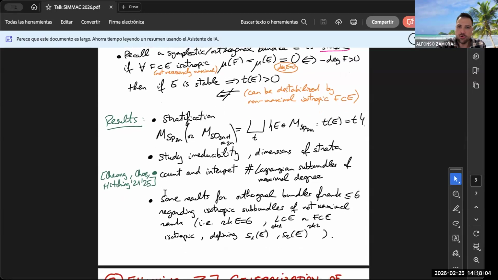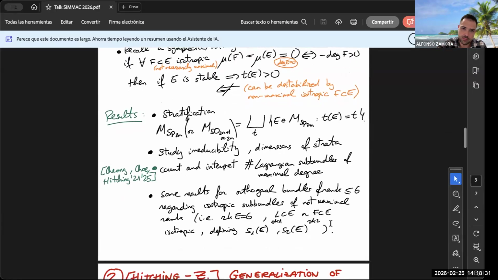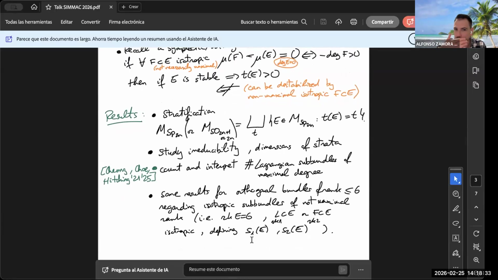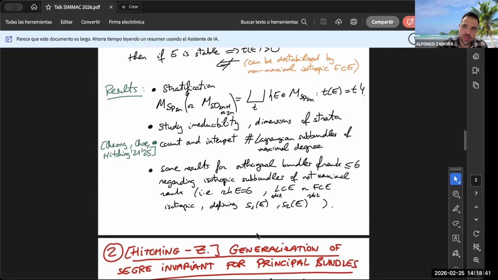And there are also some results for orthogonal bundles of lower rank, of rank less than or equal to 6, regarding what happens with isotropic subbundles of not maximal rank. So, for example, if the rank of E is 6, then a maximal isotropic subbundle has rank 3. But what happens if the stability condition is broken at rank 1 or at rank 2 moments? Then we find these other Segre type invariants. We can call them S1 or S2. So this is more or less the story so far.